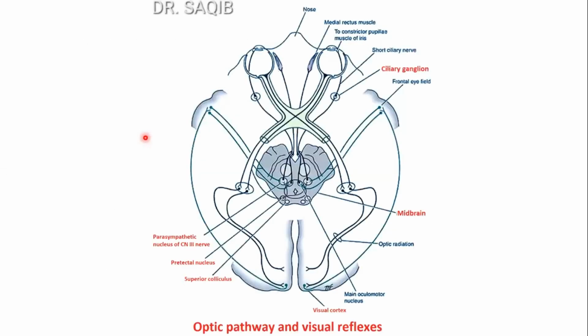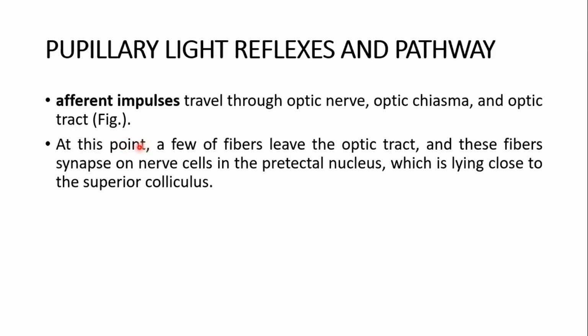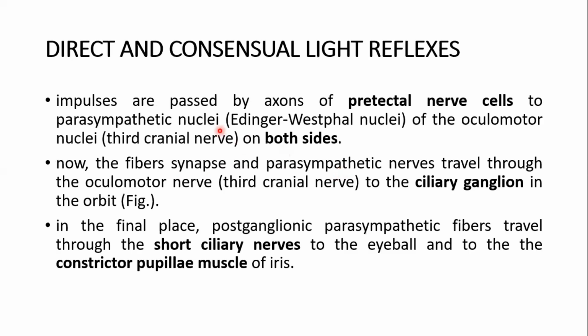That is the same figure you've already seen many times. At this point, a few fibers leave the optic tract, and then fibers synapse on nerve cells in the pretectal nucleus, which is lying close to the superior colliculus. Impulses are passed by axons of the pretectal nerve cells to the parasympathetic nuclei, Edinger-Westphal nuclei of the oculomotor nuclei, third cranial nerve on both sides. Now the fibers synapse and the parasympathetic nerve travel through the oculomotor nerve to the ciliary ganglion in the orbit.